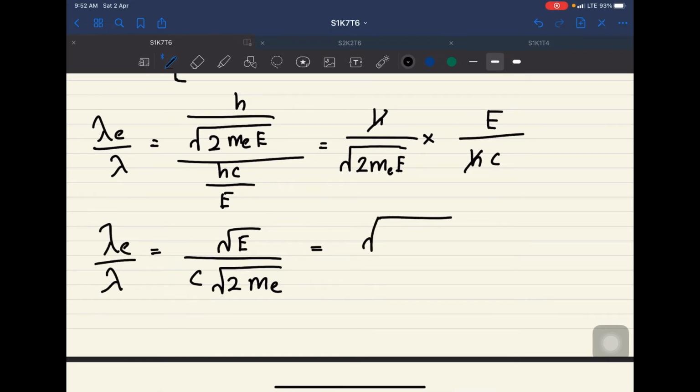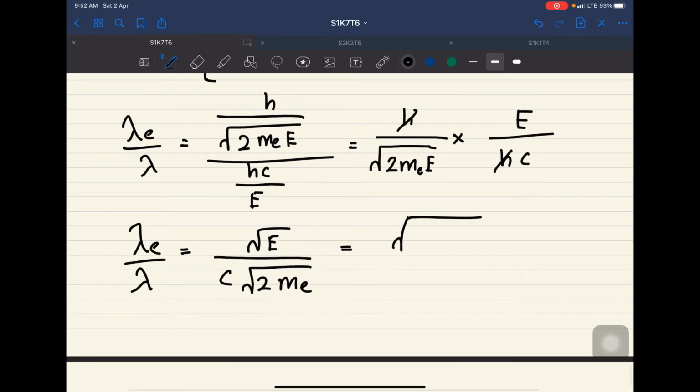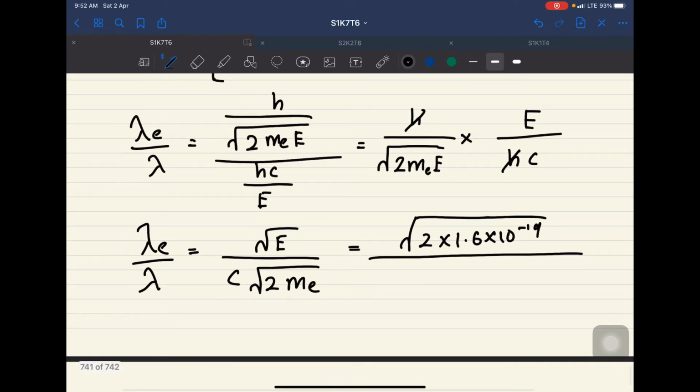Now you just have to press your calculator. Square root of 2eV, if you change to joule, then it will be 1.6 times 10 negative 19, because you have constant c there, so you have everything, you have to use SI unit.